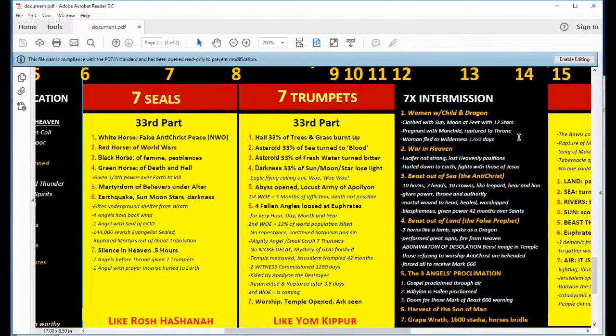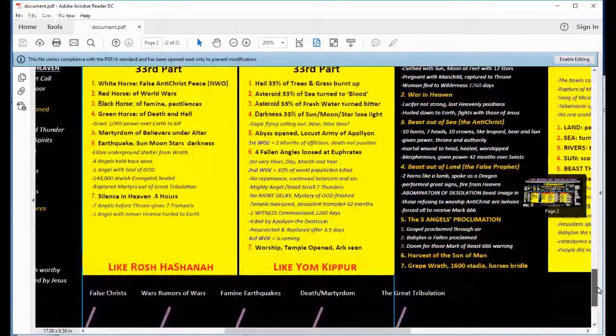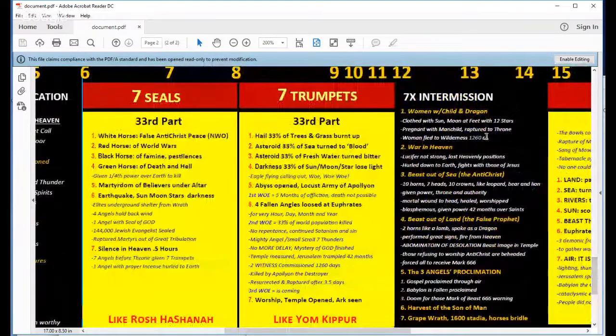But the point is that at this intermission point at chapter 12, the woman clothed with the sun and the 12 stars and all that goes to the wilderness for the second half. Okay. And this is what Jesus was talking about when he said, when you see the abomination of desolation, and he mentioned Daniel, he said, run. So these faithful ones will run. And that's the point where there was war in heaven.